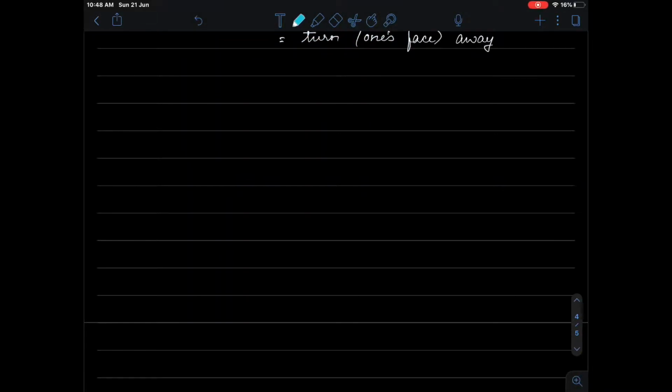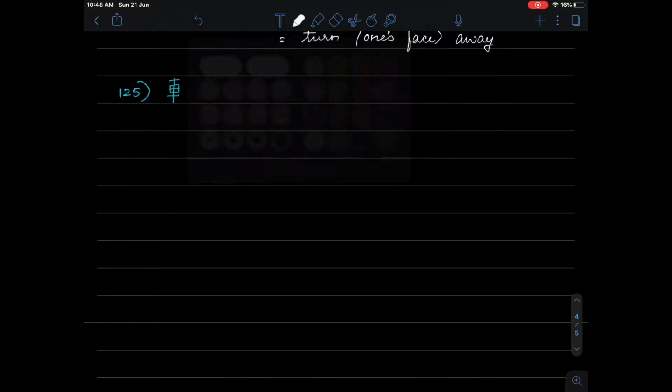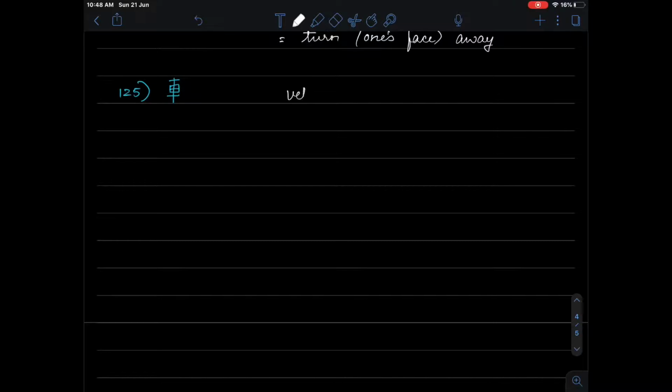This is number 125, and now we are going to see a break from the pattern. Okay, this is how we write that kanji. Okay, 1 2 3 4 5 6 7. All right, and the meaning of this kanji is vehicle, car, or another meaning is wheel. All right, vehicle, car, or wheel.